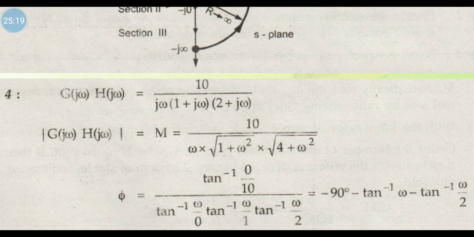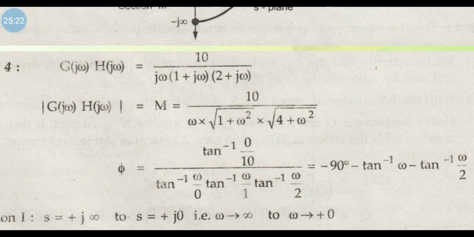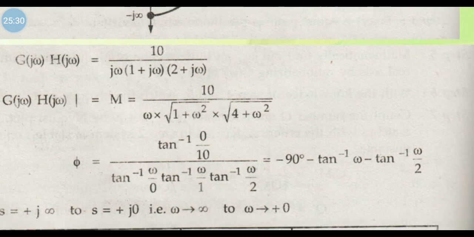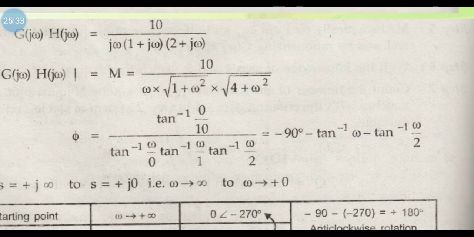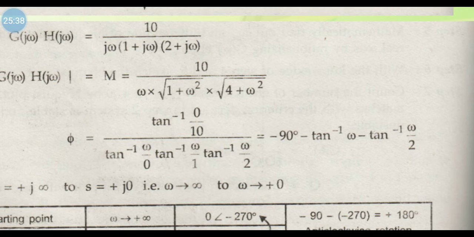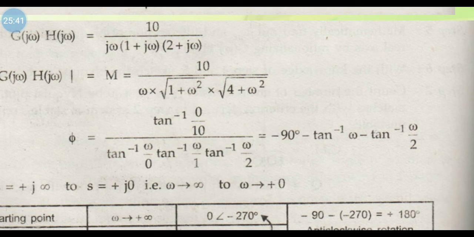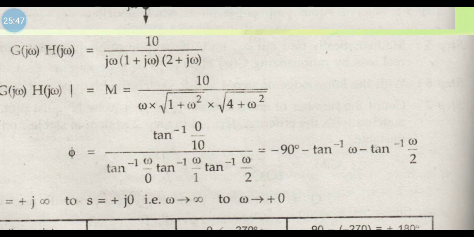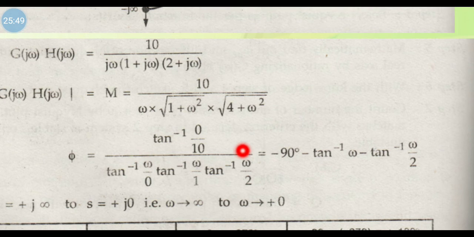Angle phi, how will we calculate? Tan inverse 0 by 10, minus tan inverse omega by 0, minus tan inverse omega by 1, minus tan inverse omega by 2, which will give us minus 90 degrees. Tan inverse 0 is 0. Tan inverse omega by 0 means how much will this be? 90 degrees. So that is written in the numerator as minus 90 degrees. Minus tan inverse omega is written here. Minus tan inverse omega by 2 is written here.